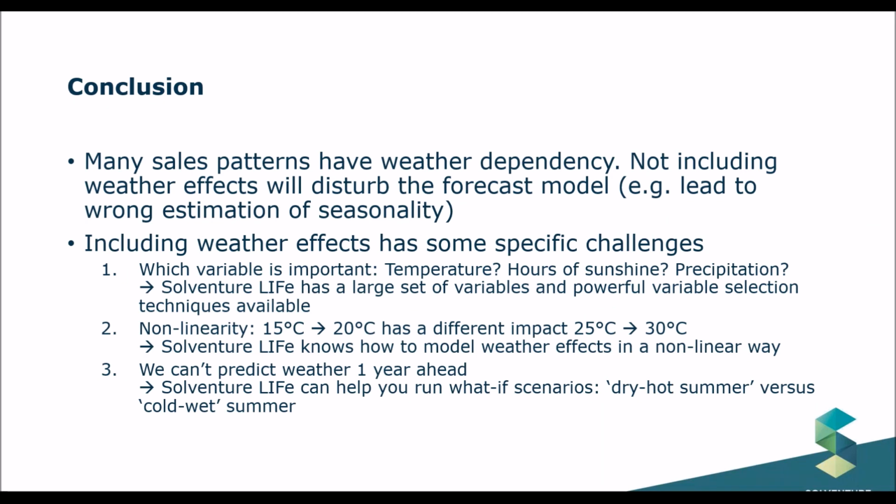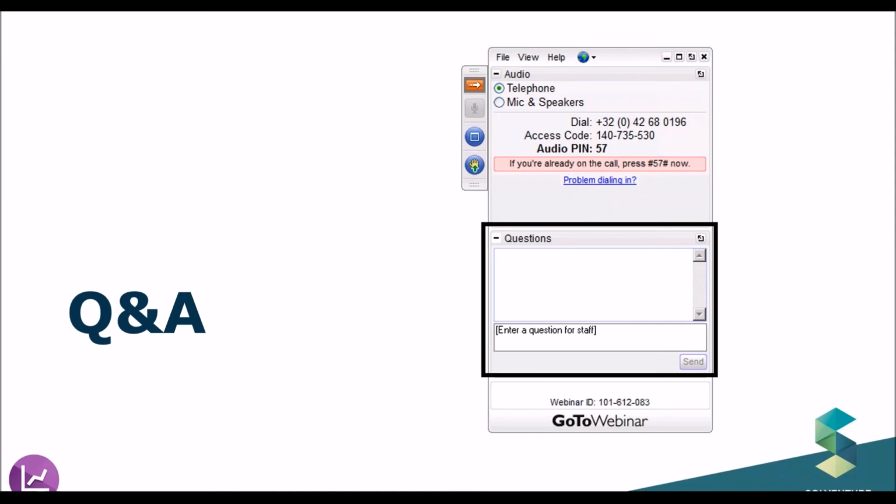You need to take into account the non-linearity, so going from 15 to 20 degrees does not have the same impact on your sales as going from 25 to 30 degrees. Well, we know how to model that non-linearity. And okay, we can't predict the weather 1 year ahead, but we can help you to run what-if scenarios. So what will be the sales if we have a dry, hot summer? Or what will be the sales if we have a cold, wet summer? We can give you more insight on that weather impact or weather sensitivity also towards the future, and that will typically help you to make better decisions in your S&OP process. And that's what I wanted to conclude with.